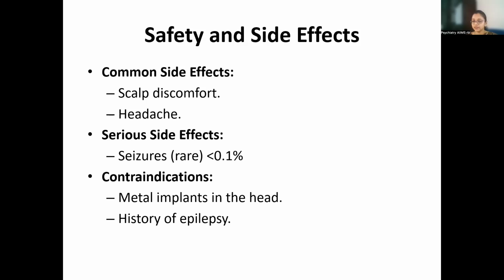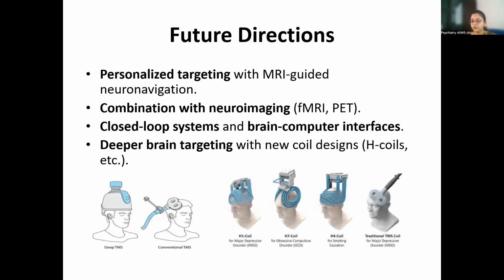We have already discussed this. The common side effects are scalp discomfort and headache. Serious side effects are seizures, which we have to look for. The major contraindications of rTMS are metal implants in the head and a history of epilepsy. Future directions would be dealt with by our other speakers.